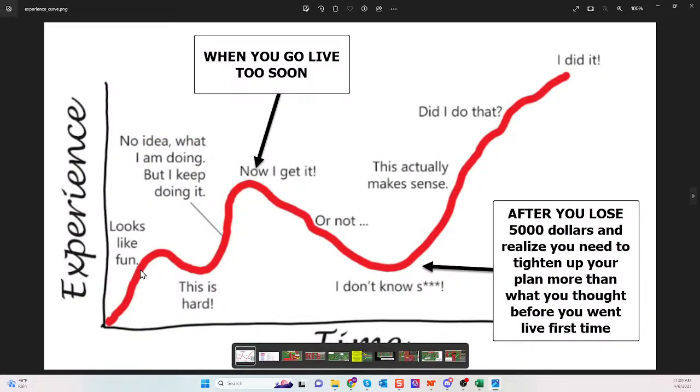Because it's a lot of fun in the beginning, right? This looks awesome. And then you're like, uh-oh, I got stuff to learn. And then you kind of like, I'm going to keep doing this because I see the value. I see the value in the education. I see the value in the software. It's unbelievable to be able to recognize potential tops and bottoms before the market ever gets there. And then you're like, I'm a rock star. Now I get it. And that's when people go live too soon, guys.